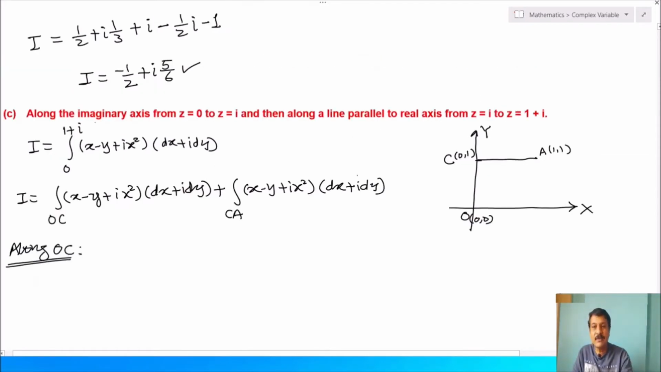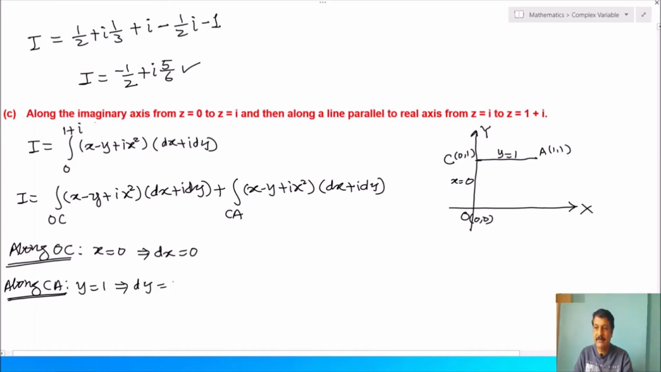So, along OC, what is the equation of OC? This is x equal to 0. So, therefore, I am getting x equal to 0. This implies that dx equal to 0 along OC. And along CA, what is the equation of CA? It is y equal to 1. So, y equal to 1 implies that dy equal to 0. Again, you can find it by the same formula, that is x minus x1 upon x2 minus x1 equal to y minus y1 upon y2 minus y1. You can find this equation directly because it is a straight line parallel to the x axis.